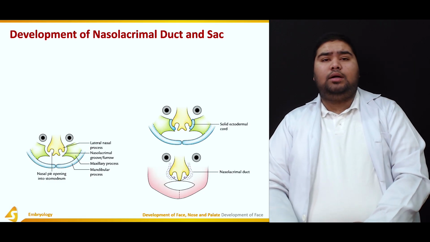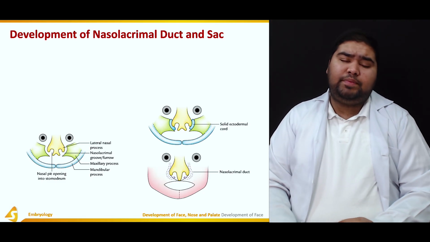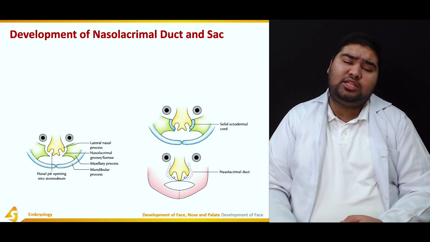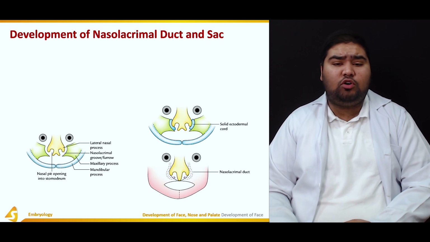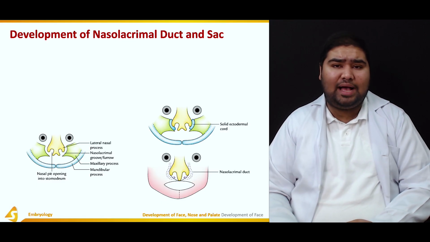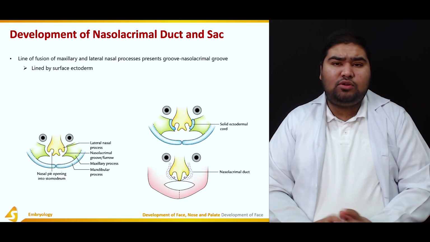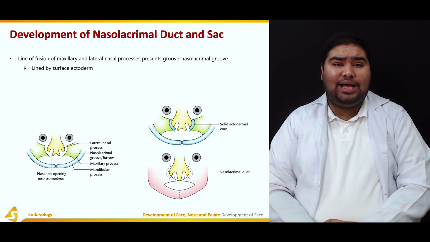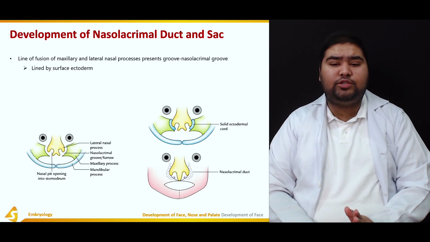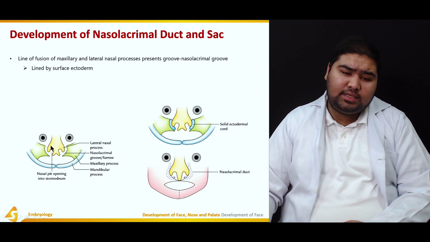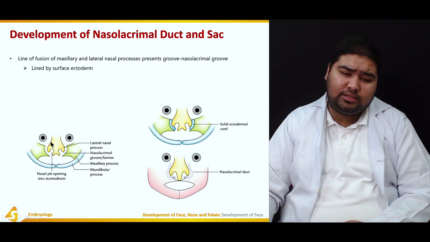So now, since we've covered the development of the face, the sources of development, and what nerves are actually supplying what structures, we can move on to the development of the nasolacrimal duct. The nasolacrimal duct actually lies in the line of fusion between the lateral nasal process and the maxillary process. Here in the figure, this is the lateral nasal process and the maxillary process.